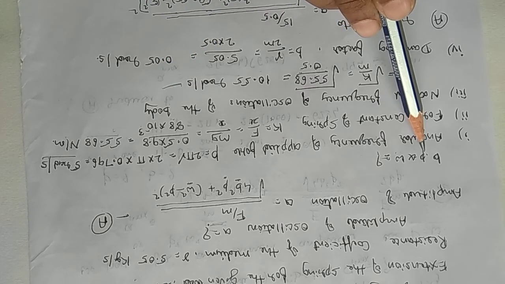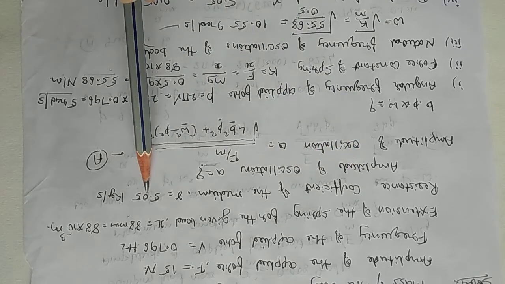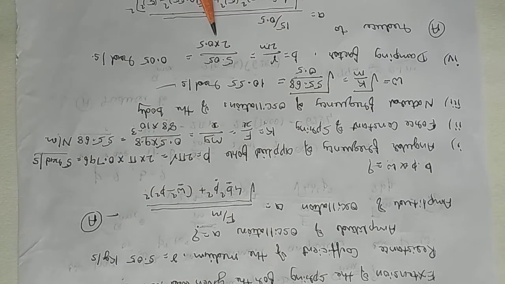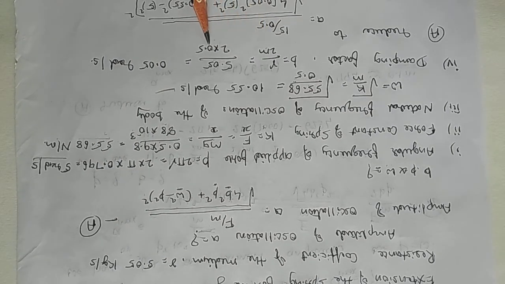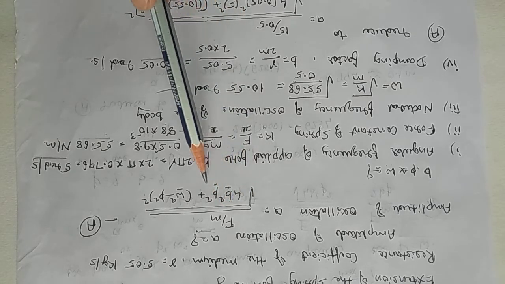And B, we have to calculate B also. B is equal to the damping factor R by 2M. So R is 5.05, the resistance coefficient, divided by 2 into the mass 0.5. If we substitute, it comes to be 0.05 radians per second. So all the parameters required in this equation are now ready.